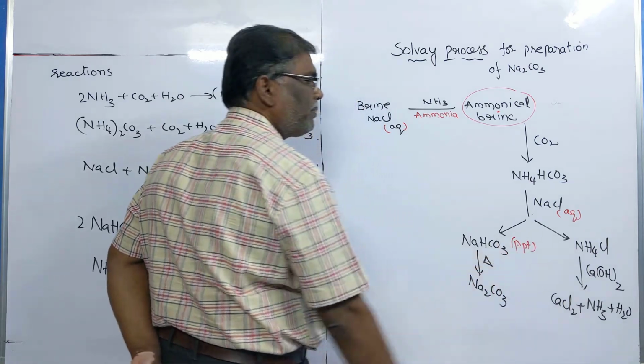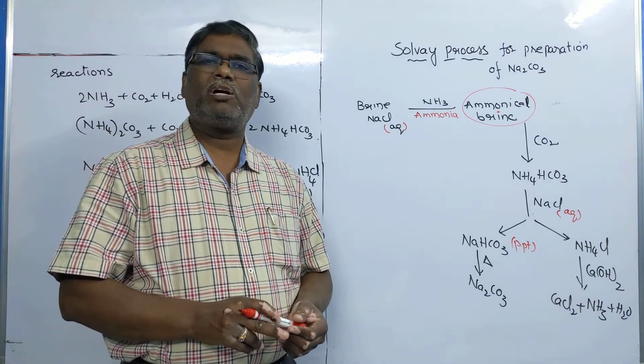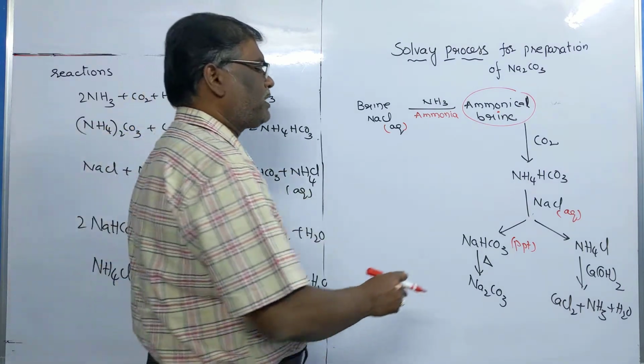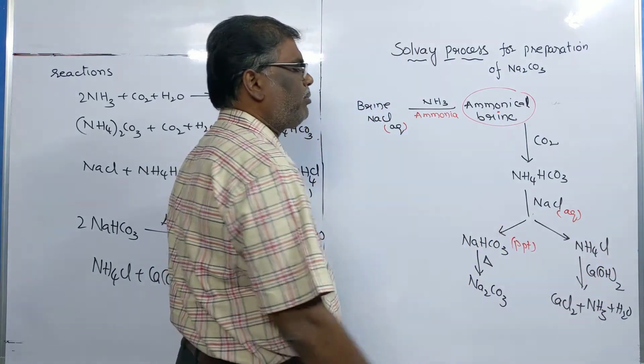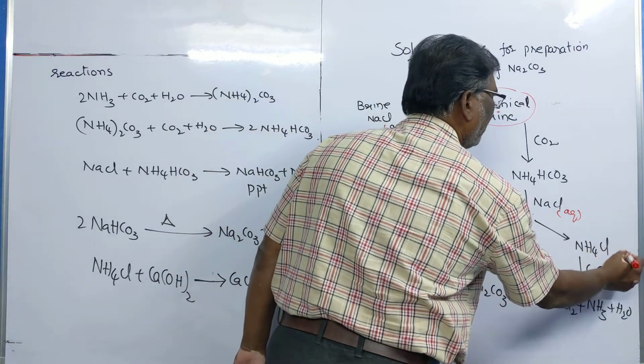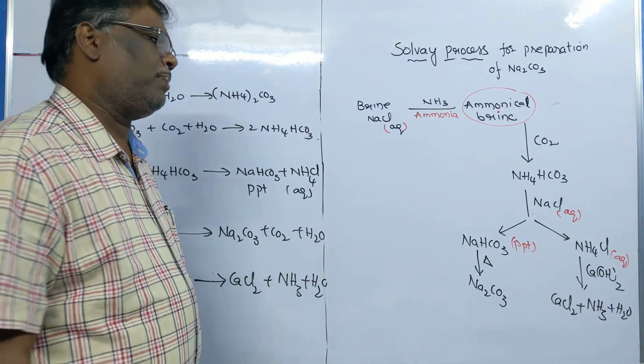What is called precipitate? The water insoluble solid is called precipitate. Precipitate is formed along with the solution. Ammonium chloride aqueous solution is formed.